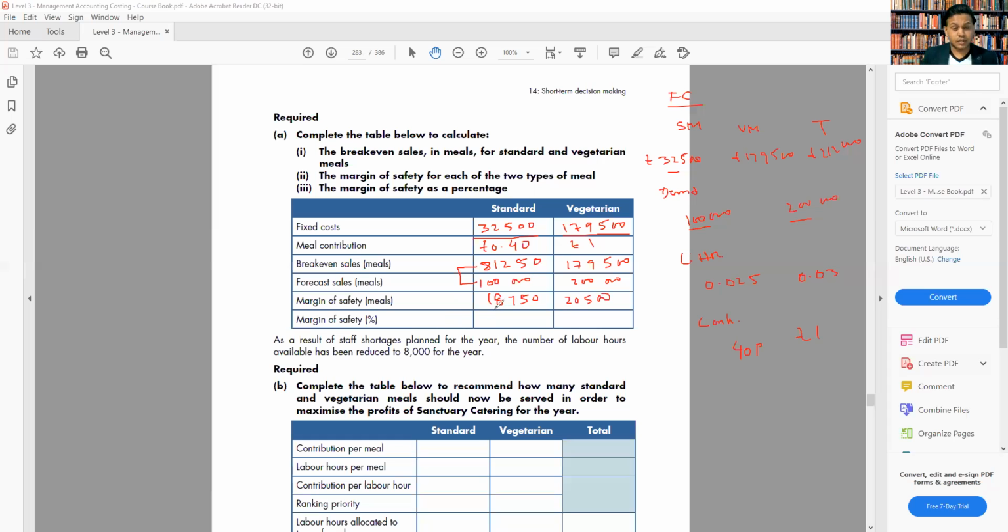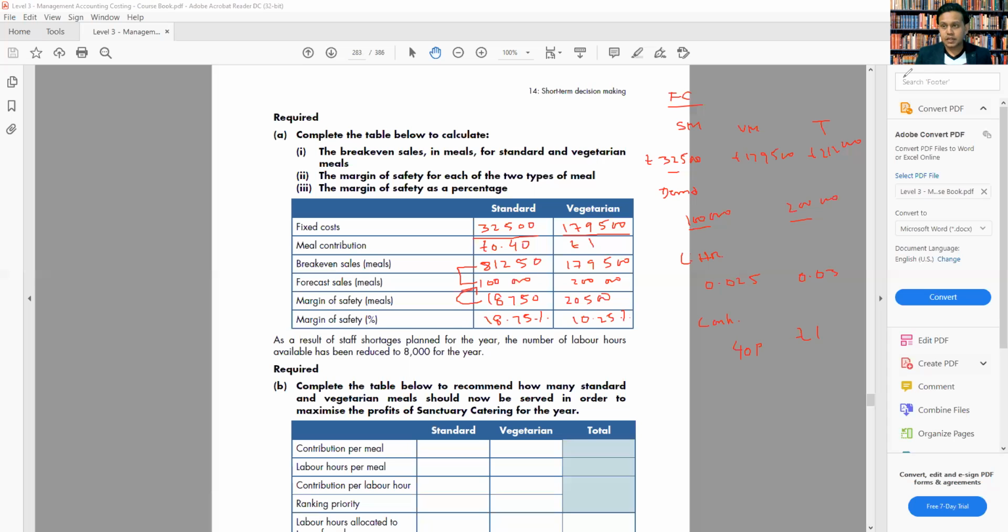And finally the margin of safety percentage. So obviously, you already know, margin of safety divided by the budgeted sales. If you divide with that, that will give you the percentage. So 18.75% for the standard, and for the vegetarian 10.25%. All right, so this is the way we can do our question. It is very simple. You just copy the information. There's not much to understand here.